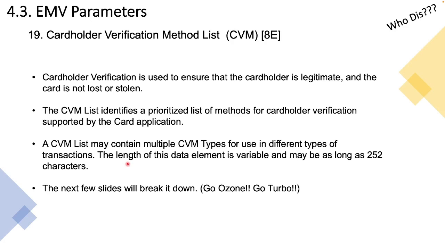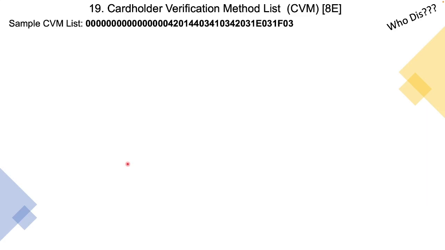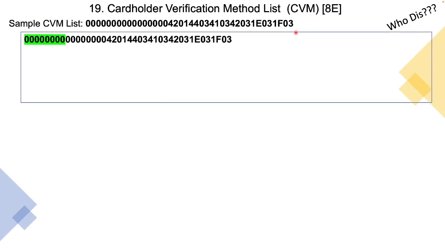So brace yourself. What I've listed here is an actual sample CVM list that's come off an actual card that's out in production. This config is fairly standard. You'll see it in many issuers across the world. Remember we said it could be up to 256 characters. This one isn't so long, and you have to agree, just looking at it, it doesn't look quite frightening, does it? Let's break it down.